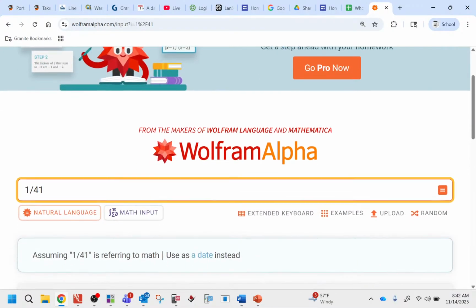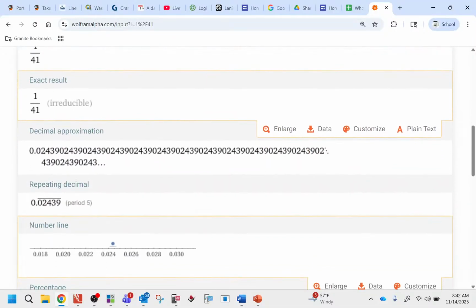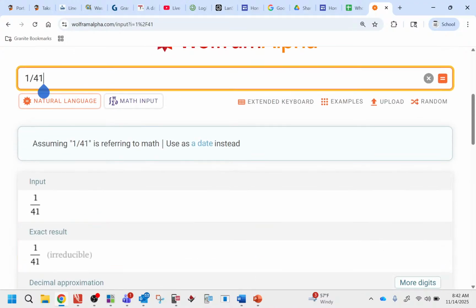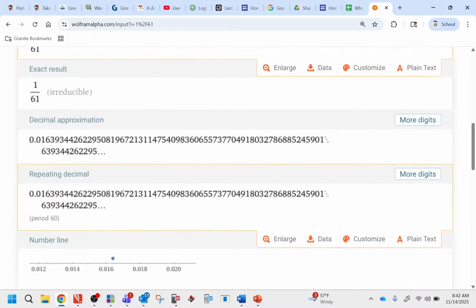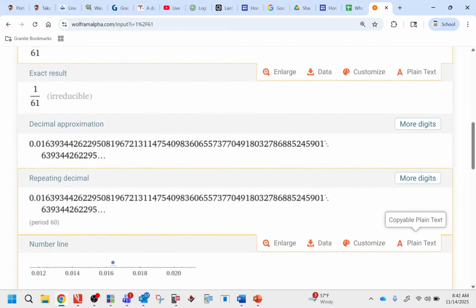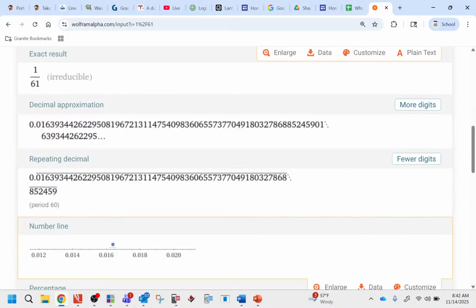I know it has a lot. Nope. It is 0.02439 repeating. It is only 5 repeating digits. And so it is not a proper prime. However, 1 over 61 is indeed a 60 repeating decimal. That's what 1 over 61 is. It's 0 point and then all those digits repeating. So that's why it's a proper prime.